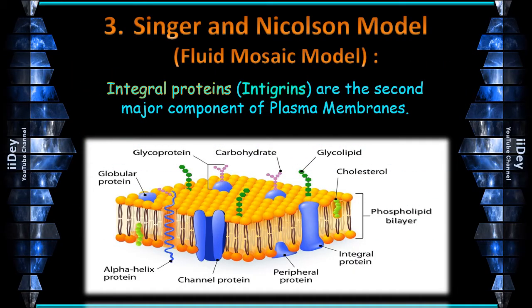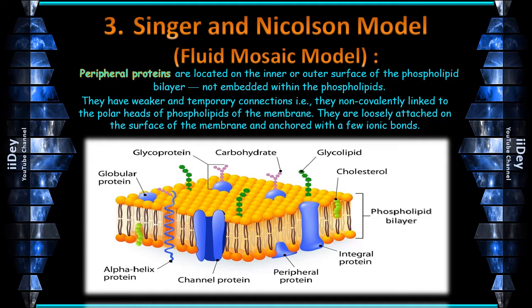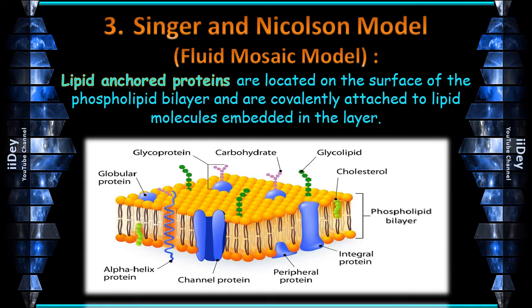Integral proteins, integrins, are the second major component of plasma membranes. Peripheral proteins are located on the inner or outer surface of the phospholipid bilayer, not embedded within the phospholipids. They have weaker and temporary connections, that is, they non-covalently link to the polar heads of phospholipids of the membrane. They are loosely attached on the surface of the membrane, and anchored with a few ionic bonds. Lipid-anchored proteins are located on the surface of the phospholipid bilayer, and are covalently attached to the lipid molecules embedded in the layer.